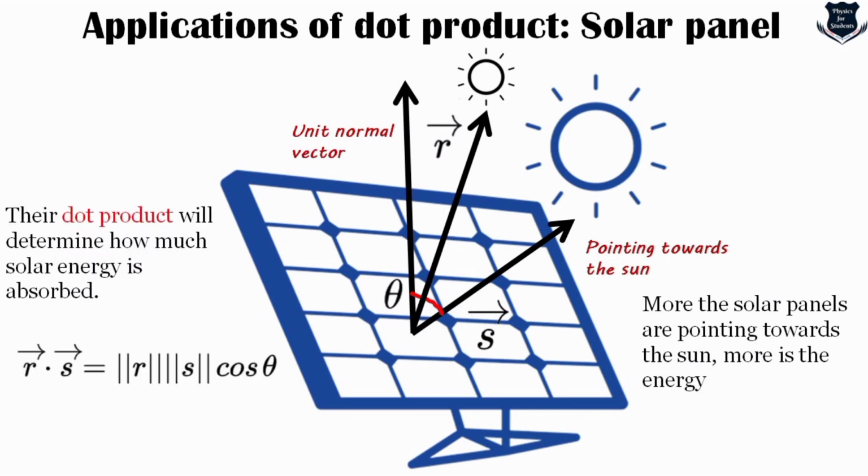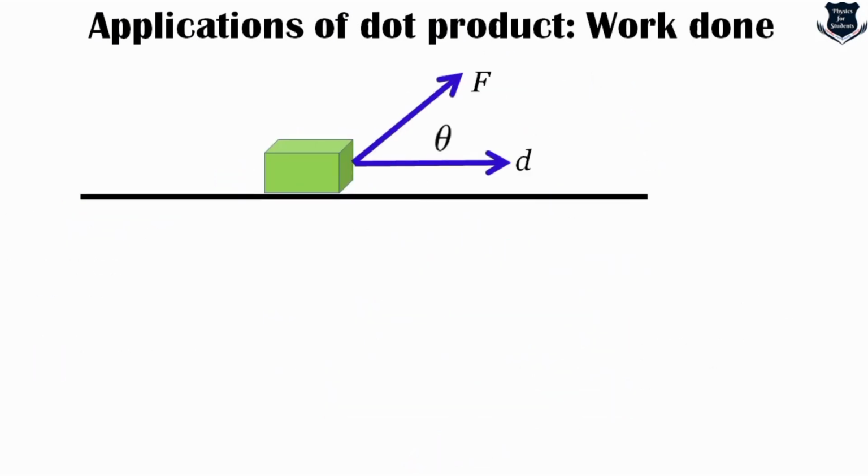That means the dot product will determine how much solar energy is absorbed. In this case, I have shown the simple formula. So this is application number 1, that as the sun moves, the alignment of the vector along with the solar panel gives the maximum amount of energy that the solar panel will get. This is a pretty straightforward application of the dot product.